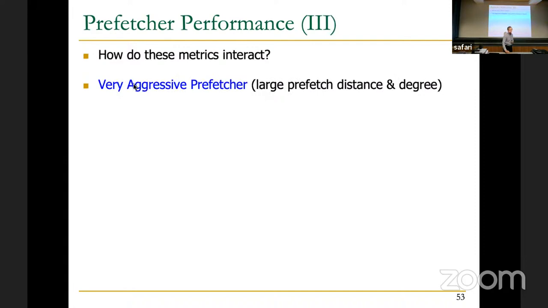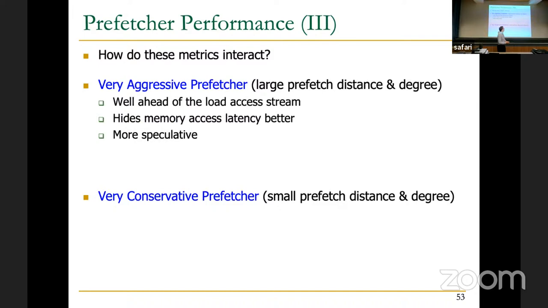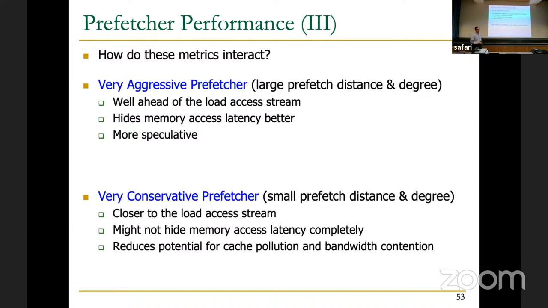A very aggressive prefetcher has a large prefetch distance and large prefetch degree, usually. A very conservative prefetcher usually has a small prefetch distance and small prefetch degree. As a result, a very aggressive prefetcher is well ahead of the load access stream. It hides the memory latency better, but it's more speculative also. Whereas a very conservative prefetcher might not hide the memory access latency completely because it's closer to the load access stream. But it reduces the potential for cache pollution and bandwidth contention. So there are benefits to both in the end.